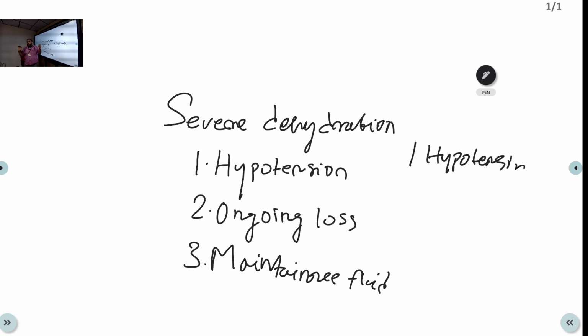For a child with severe dehydration, there is associated hypotension also. If there is hypotension, you need to correct that hypotension first, then only the tissue perfusion will improve. Then there is already an ongoing loss, we need to correct that ongoing loss, and also give a maintenance fluid. So these three things you need to tackle. So how will you tackle this?